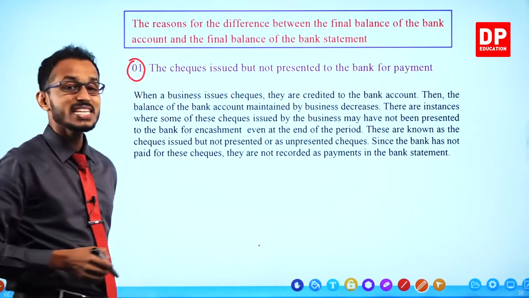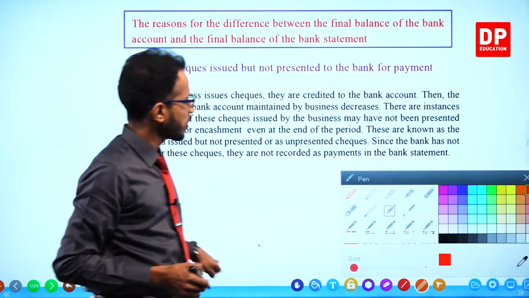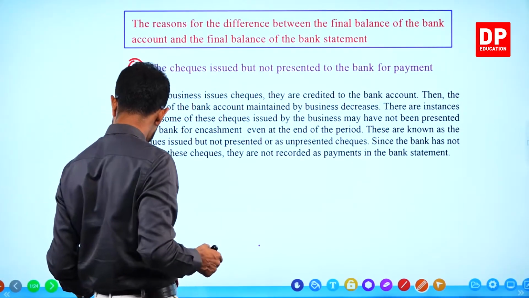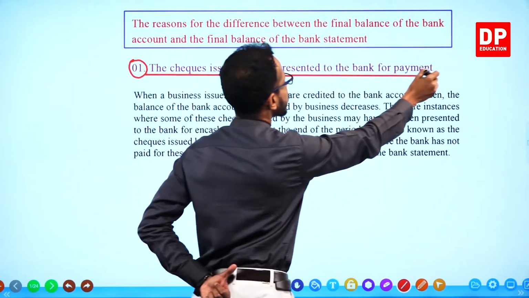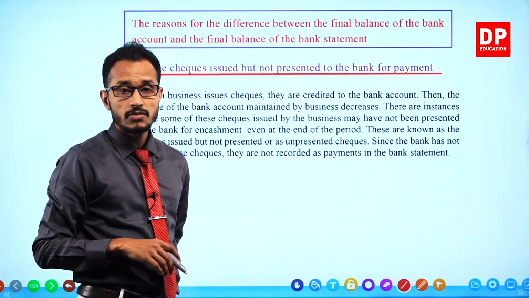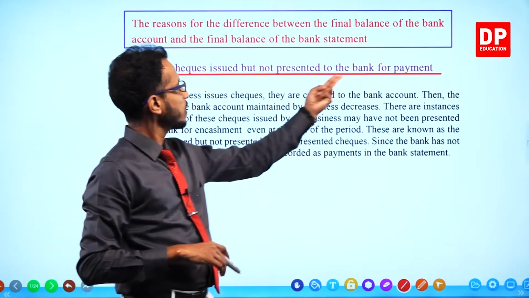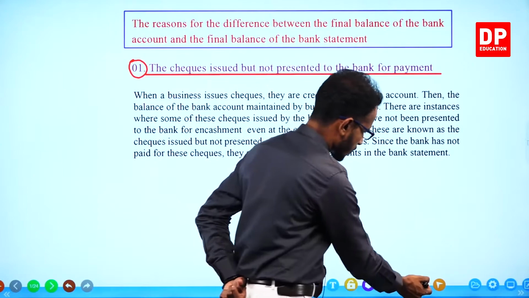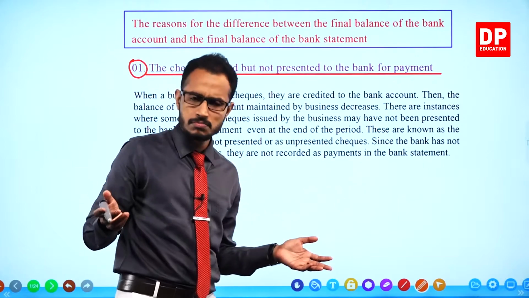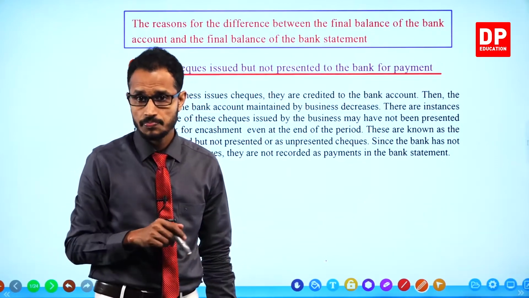Difference number one, or reason number one. Here it says checks issued but not presented. Let's see. Yeah, that is the first reason. Checks issued but not presented to the bank for payment. That is the first reason. You want to find out what this means? If you want to find out, you have to listen carefully. Okay?